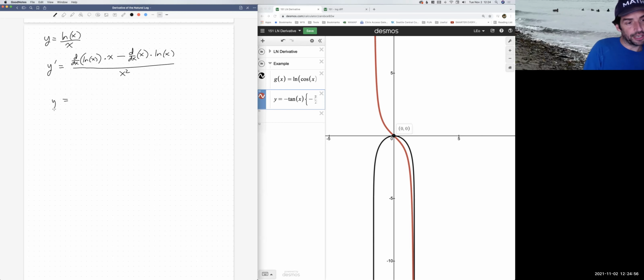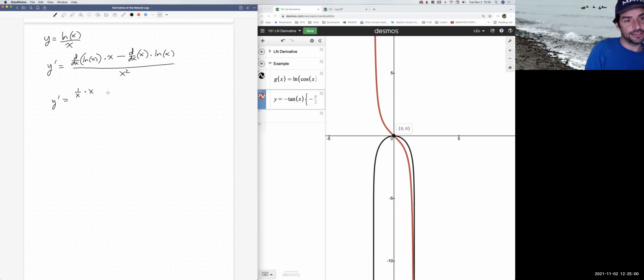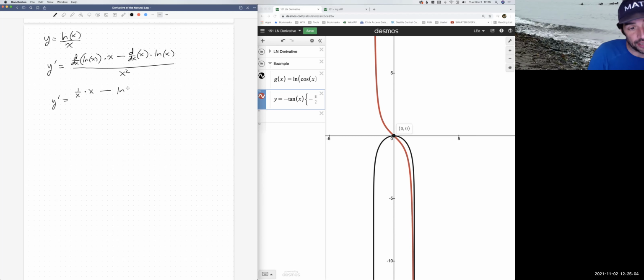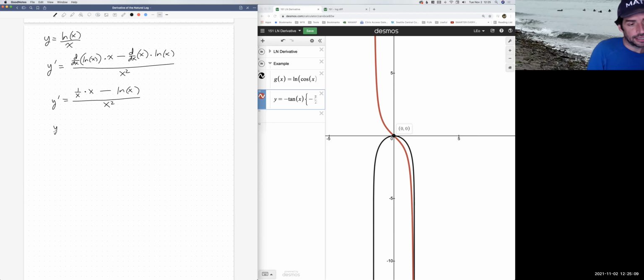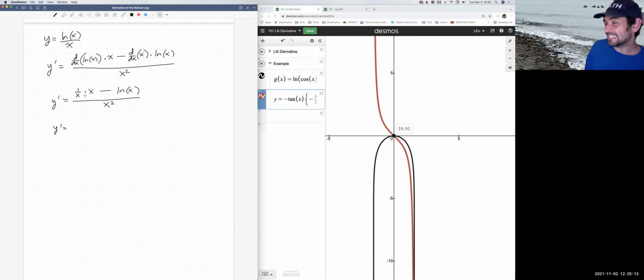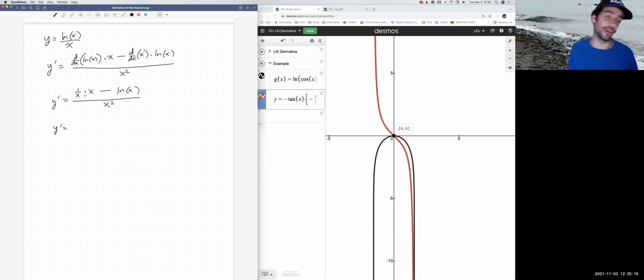Well, the derivative of natural log of x is 1 over x times x, minus the derivative of x, which is just 1, so we just have natural log of x, and we have this over x squared. And so 1 over x times x is 1, unless x happens to be 0, but we don't need to worry about x being 0.